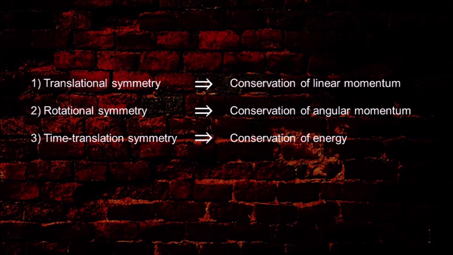I would love to show you a detailed proof of all this, but it would make this video way too long and slightly off topic. For now, we just need to remember that symmetries in a Lagrangian lead to conservation laws. And it makes no difference whether we are talking about particles or fields. If we want our system to respect conservation laws, then its Lagrangian must have these and potentially other symmetries.